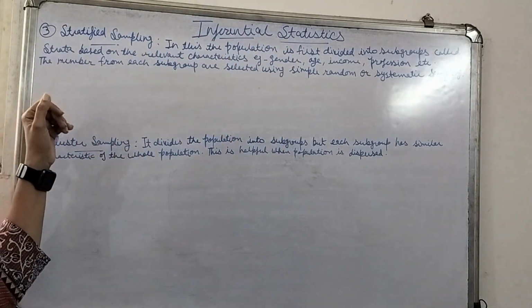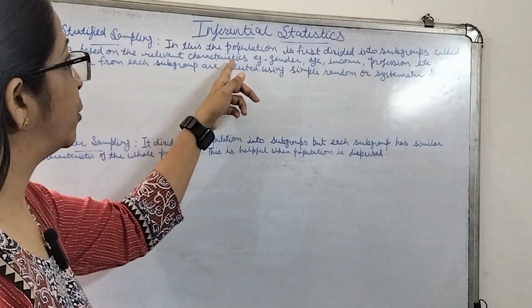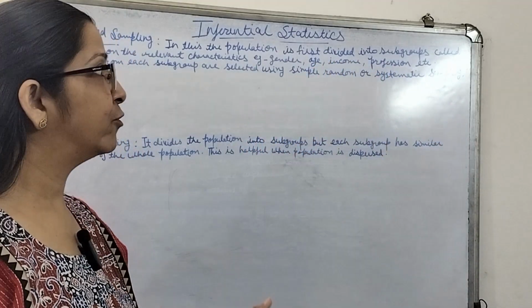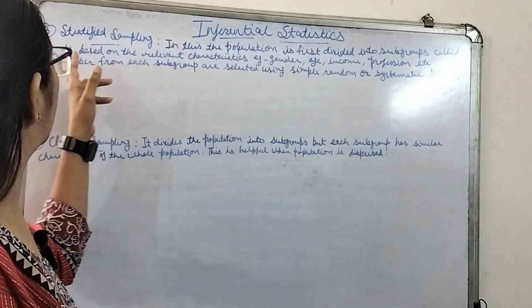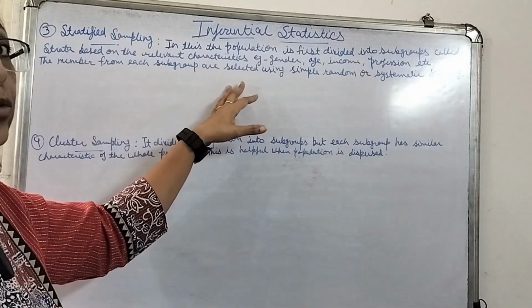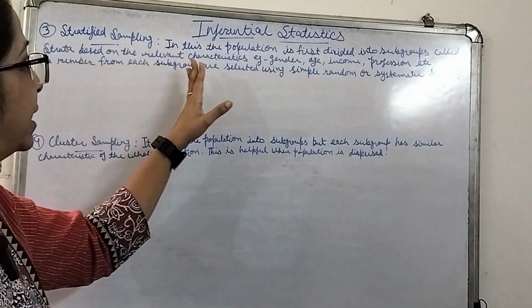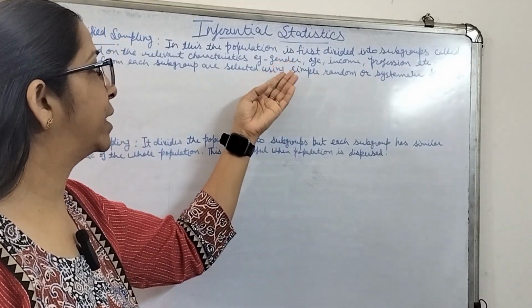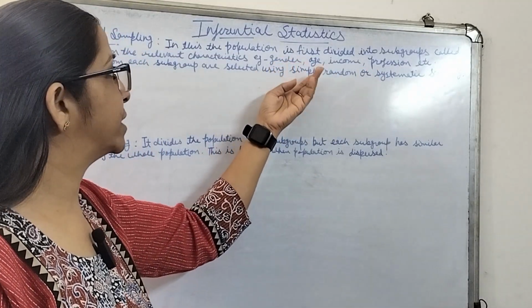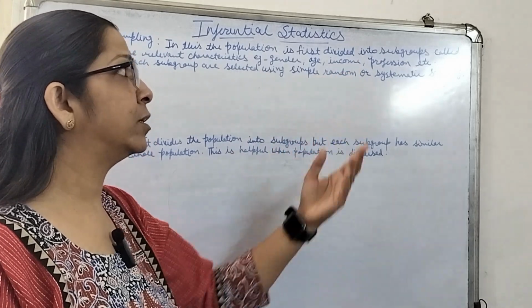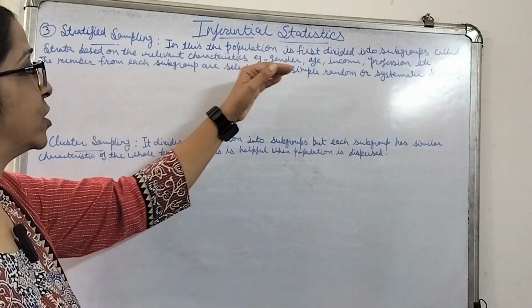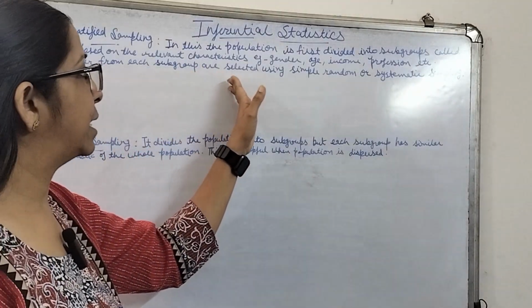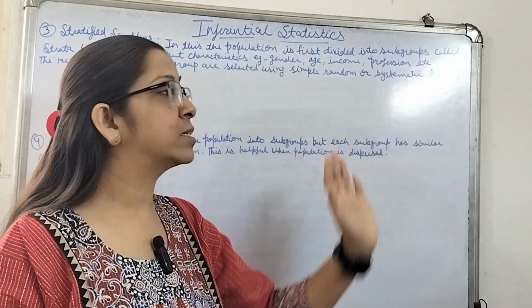So stratified sampling, in this type of sampling, the population is first divided into subgroups. That means whatsoever the population is, we are dividing it into subgroups called strata, based on the relevant characteristics. Your subgroups could be made on the basis of gender, age, income, profession, whatsoever we want to take. And the members from each subgroup are selected using simple random or systematic sampling.